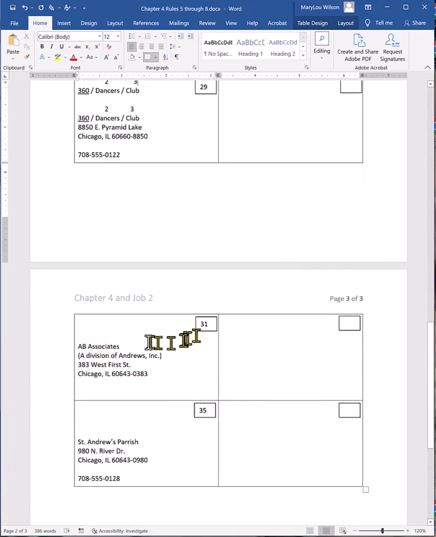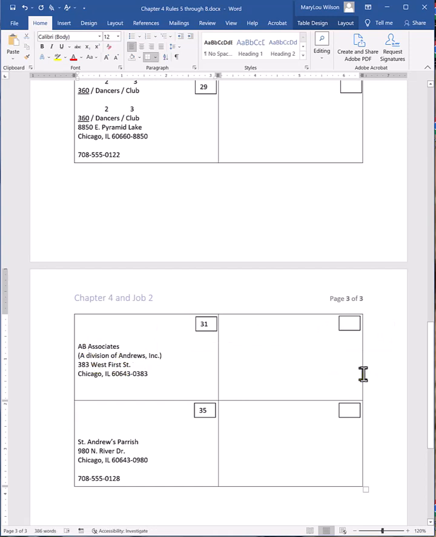Let's do one more. This is AB Associates. And look here, you're given another note, a division of Andrews Inc. Well, what this means is that Andrews Inc. is the big company. AB Associates is a small part of the bigger company. For our purposes, what it means is we're going to do a cross-reference of Andrews Inc. so that we have their name in our system as well.